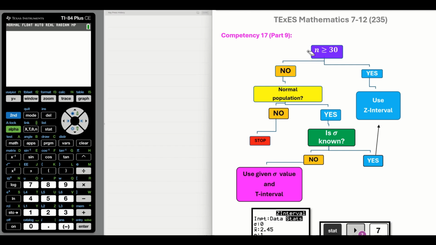So if I know the sample standard deviation, I say yes, then I can use the Z interval. But let's say they don't give me the sample. They give me the population. Remember, we're taking samples. All they give me is the population standard deviation. Well, then my answer is no. I go ahead and use the information given for my deviation, but I'll have to switch to a T interval. In most cases, we will just go ahead and use our Z interval. Every once in a while, if I don't have the information I need, I can use a T interval.